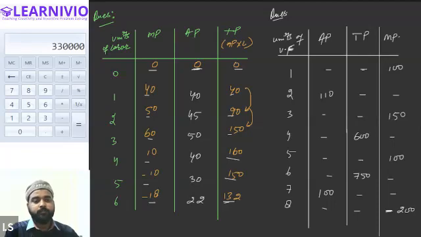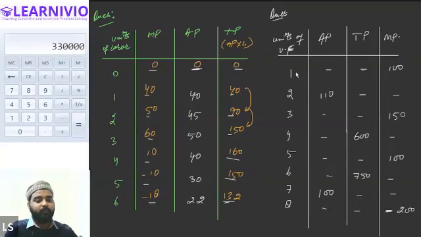Okay, let's do one thing. Let me solve the question and just tally your solution with my solution. At the first unit of variable factor, when we have applied one labor, we have the marginal product of 100. At the first unit everything remains the same. If marginal product is 100, that means average product will also be 100. The total product will also be 100.